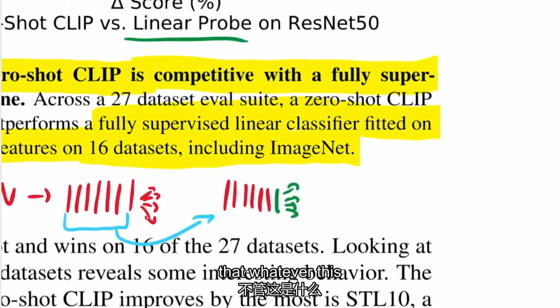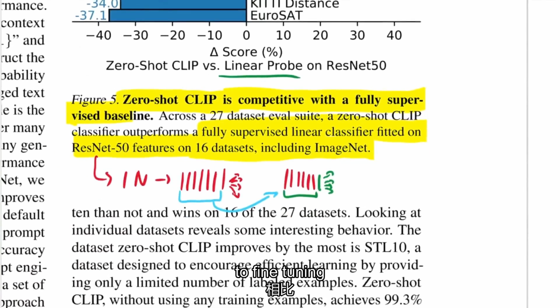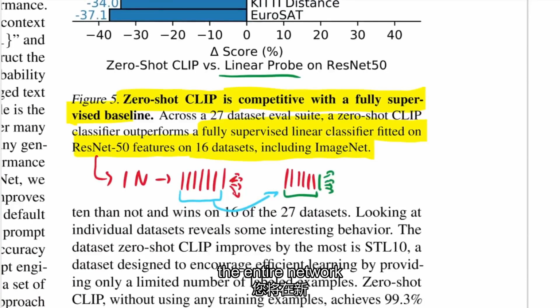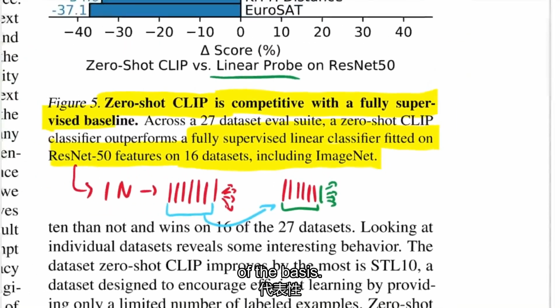So you assume that this is a good representation function, you keep it constant, and then you train a linear probe on top of it. This is compared to fine-tuning, where you would fine-tune the entire network on your new task. But they elect to do most of their experiments with linear probing, since it gives you a better indication of the representational power of the bases.